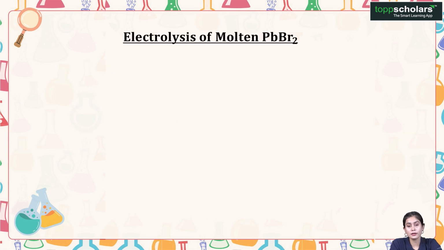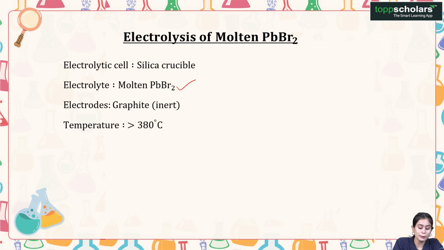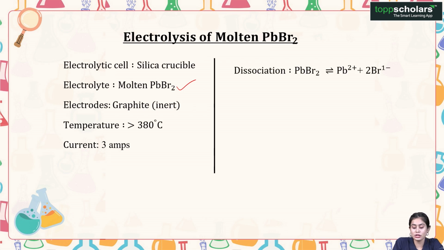Let's move on to electrolysis of molten PbBr2, your lead bromide, okay. The electrolytic cell which we are using is the silica crucible. Let's quickly recap everything. Electrolytic cell, silica crucible. Electrolyte is your molten PbBr2, lead bromide. What are the electrodes? The graphite rod, the inert graphite rod. Temperature is greater than 380 degrees Celsius. Current is 3 amperes. Your PbBr2 dissociates to form Pb2+ plus 2Br1- ions.